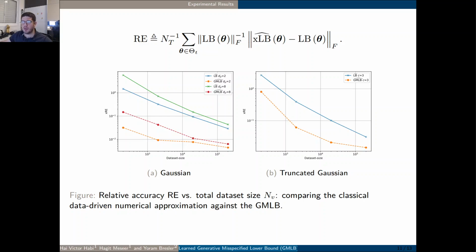Now we present results in terms of sample complexity. To achieve this, we define the relative error over the entire test set, which is defined in the following equation. The figure below presents the relative error on the y-axis versus the number of samples on the x-axis. On the left and right figures, we see the same examples as previous slides. Both figures show that GMLB can reduce the required sample complexity by an order of magnitude or more.